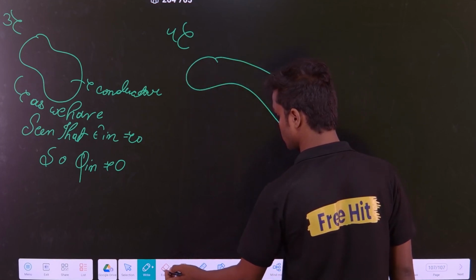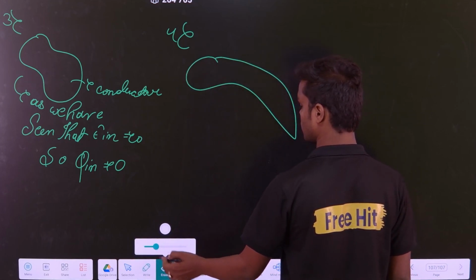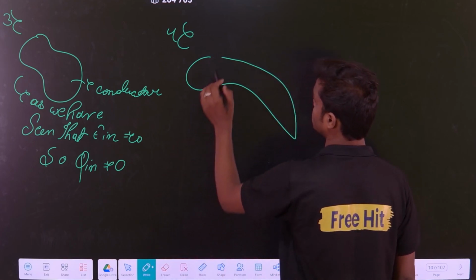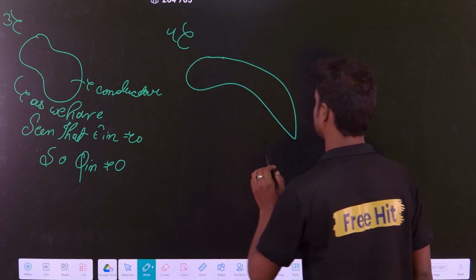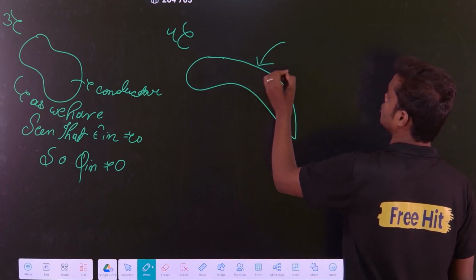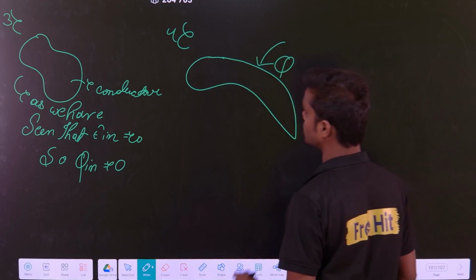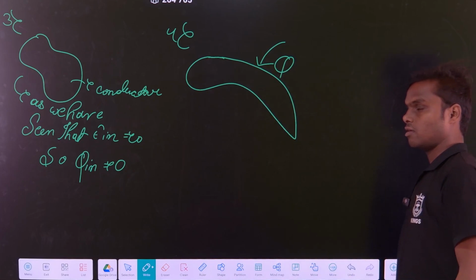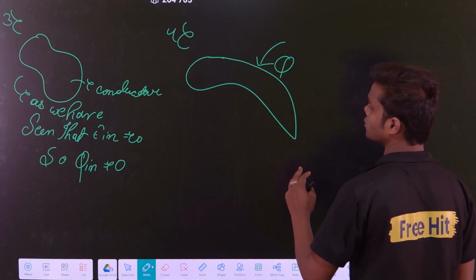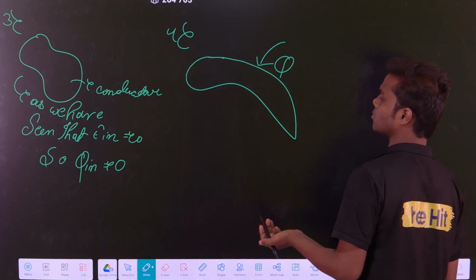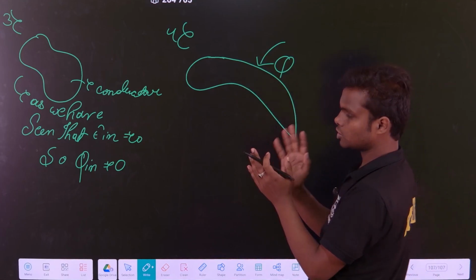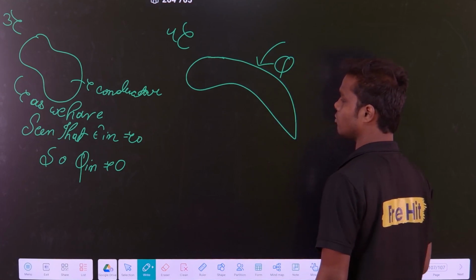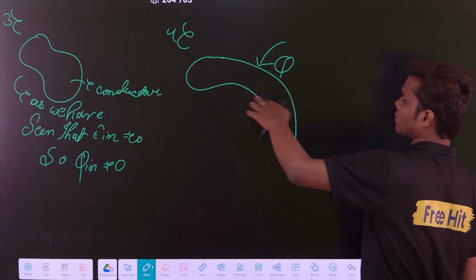Suppose this is my conductor, some conductor shape is there. You will understand why I have drawn it like this. Suppose I give a charge Q. Now my question is whether the distribution will be uniform or non-uniform. It is non-uniform, because the shape is not regular.